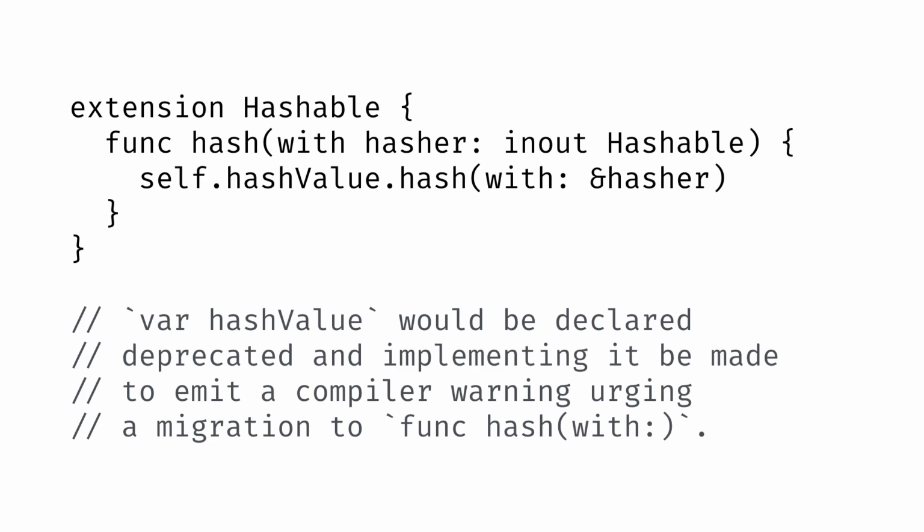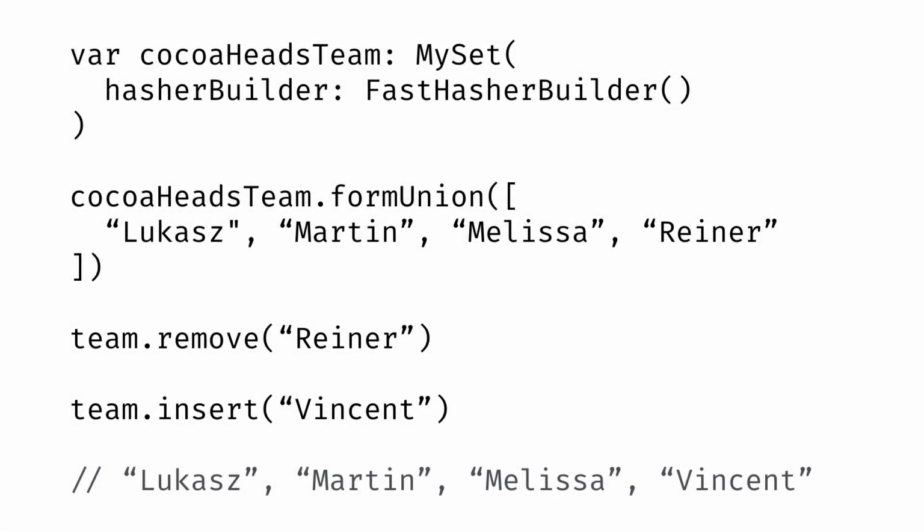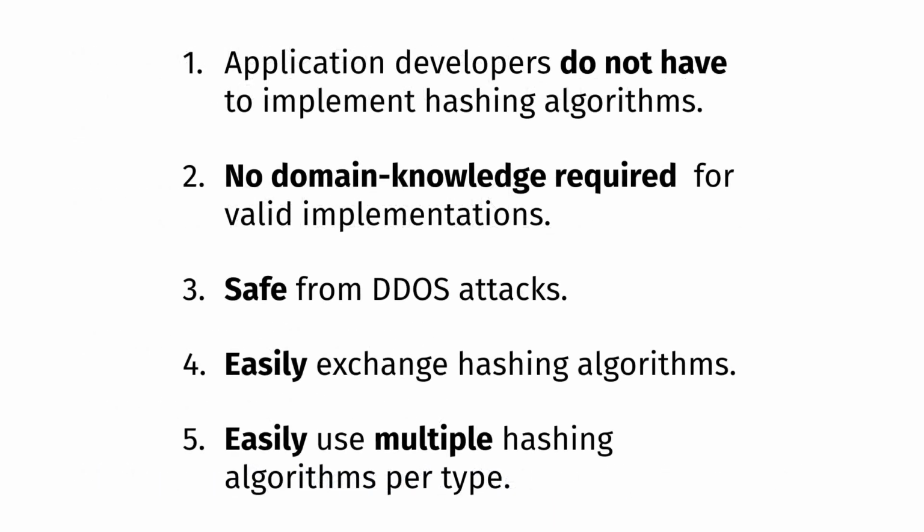And a use of this custom-tuned, hash-tuned set would then look like this. So you would create a set of team members and pass it your proper fast hasher builder, which then results in a very efficient and fast set. If you want a particularly secure set, you would initialize it with some secure hasher builder or whatever. And from there, basically, it's all the same as you would be used to with a set. And then you have fixed the last problem.